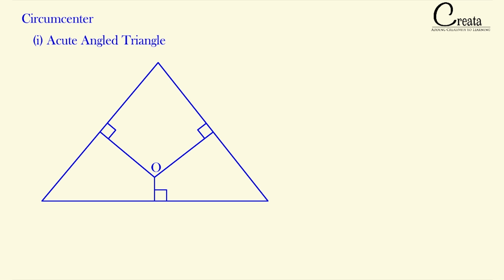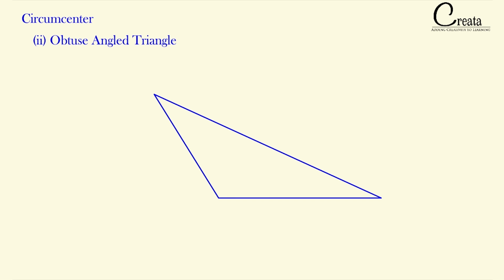Got it? Further, let's move to our second case, that is the obtuse angle triangle, the triangle with one angle larger than 90 degrees. Let's try to find the circumcenter for this triangle. For that, firstly let's draw the three perpendicular bisectors for this triangle. Are you able to observe these three perpendicular bisectors are meeting outside the triangle? It means the circumcenter for this triangle is outside the triangle.